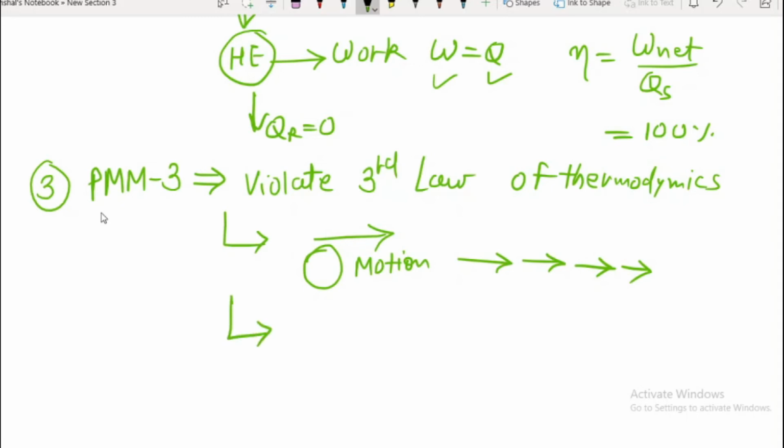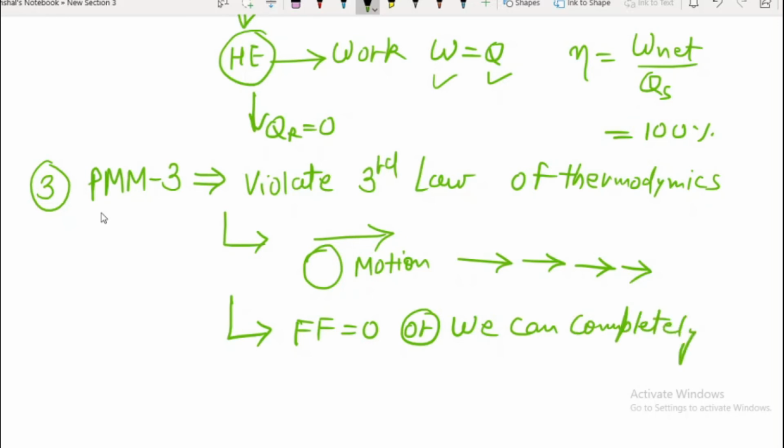According to the PMM third, there are no frictional forces present. Frictional force is equal to zero. Or we can say that we can completely eliminate the frictional force, which is again impossible. All the statements of the PMM third are impossible. So from all of the three types, we can conclude that perpetual motion machines are hypothetical machines which are impossible to construct because they do not follow the rules given by thermodynamics.